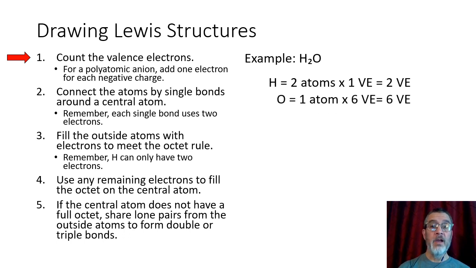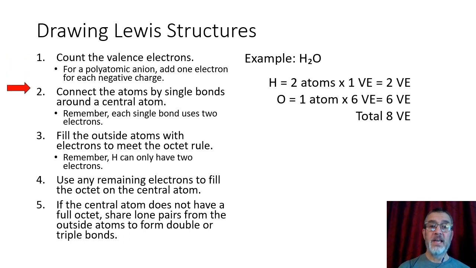For oxygen, I have one oxygen atom, and that oxygen atom is going to bring six valence electrons because oxygen is in group 16, and group 16 elements will all have six valence electrons. So with the six valence electrons from the oxygen and the two valence electrons from the two atoms of hydrogen, that gives me a total of 8 valence electrons that we can play with.